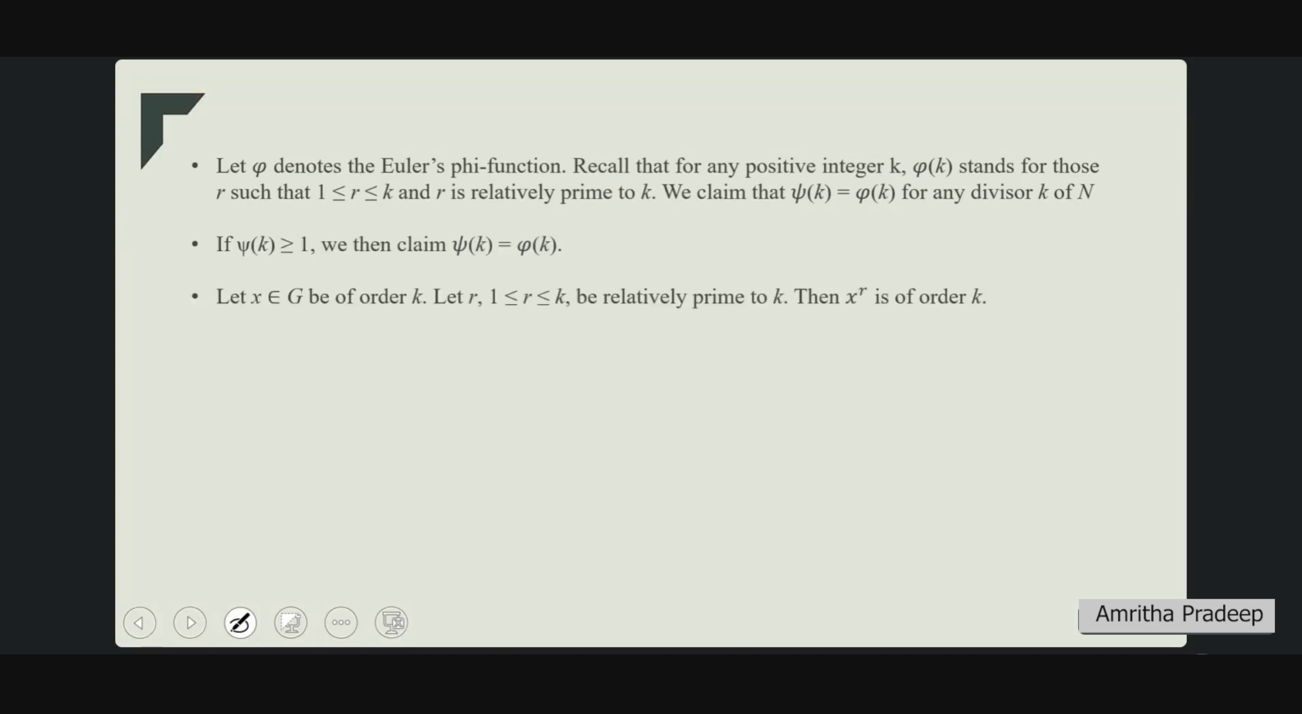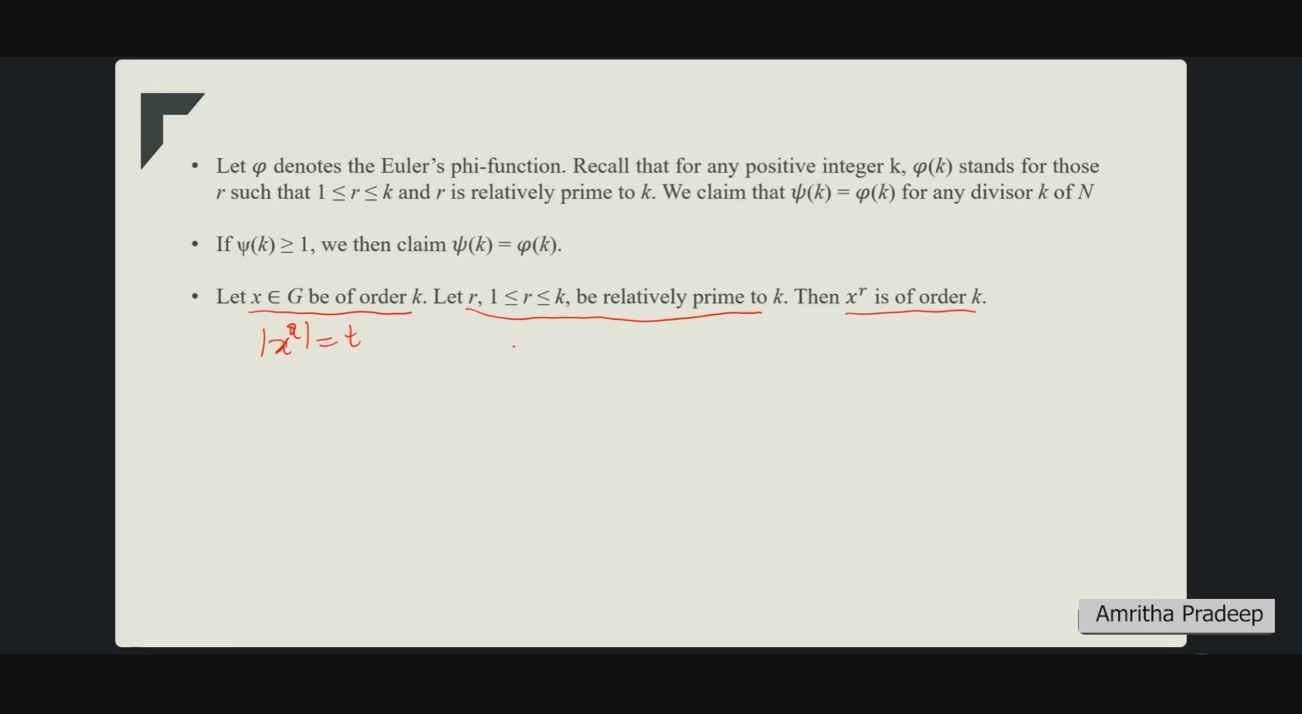Now if I take an element x of order k, and r which is relatively prime to k, then x power r is of order k. How is the statement true? We know x is of order k and r is relatively prime to k. With these two statements combined, can we say that x power r is of order k? Yes. So suppose the order of x power r is, say, t.